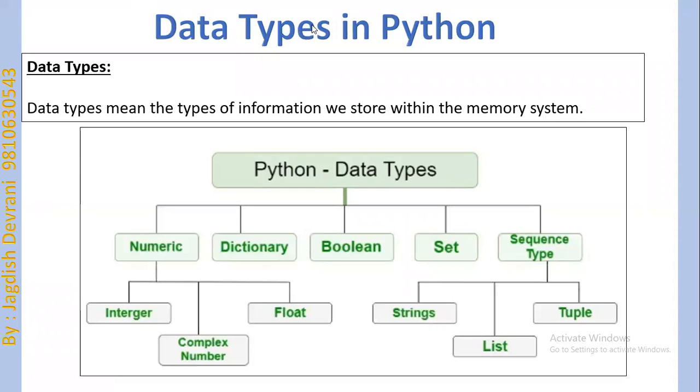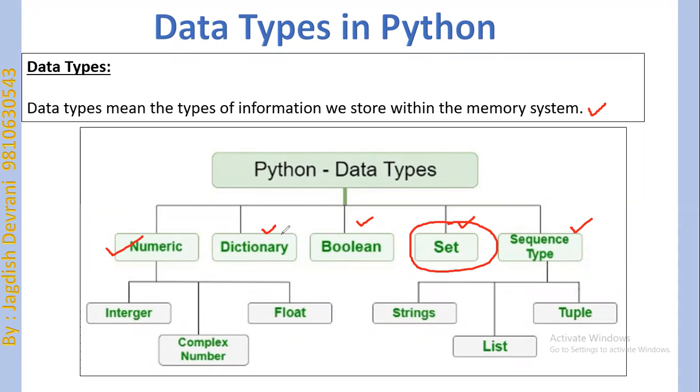First of all, we'll be talking about the data type. Data type means the type of information we store in the memory system. That's a basic and simplest definition of data type. In Python, we'll be dealing with the numeric, and the numeric consists of integers, complex, and floats. Then the dictionary, then Boolean, sets, sequence, and sequence has got string, list, and tuples. These are the data types which we are going to study, except sets, because that is not in the syllabus right now, right?